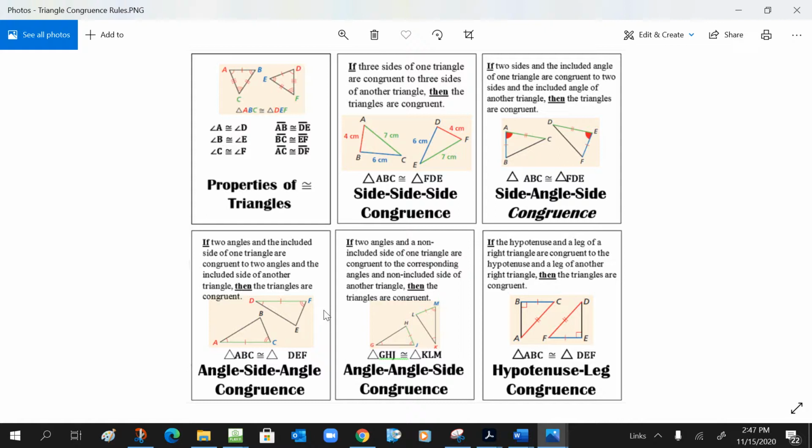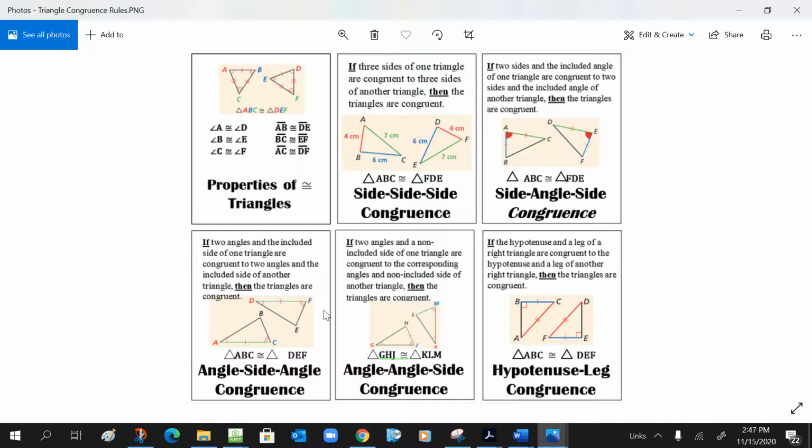Now let's talk about the 5 shortcuts that exist for proving two triangles are congruent to each other. The first one is if all 3 sides of one triangle have the same lengths as the corresponding sides on another, as pictured here in the middle at the top, then you have side-side-side congruence. Remember, they don't have to give you the lengths.